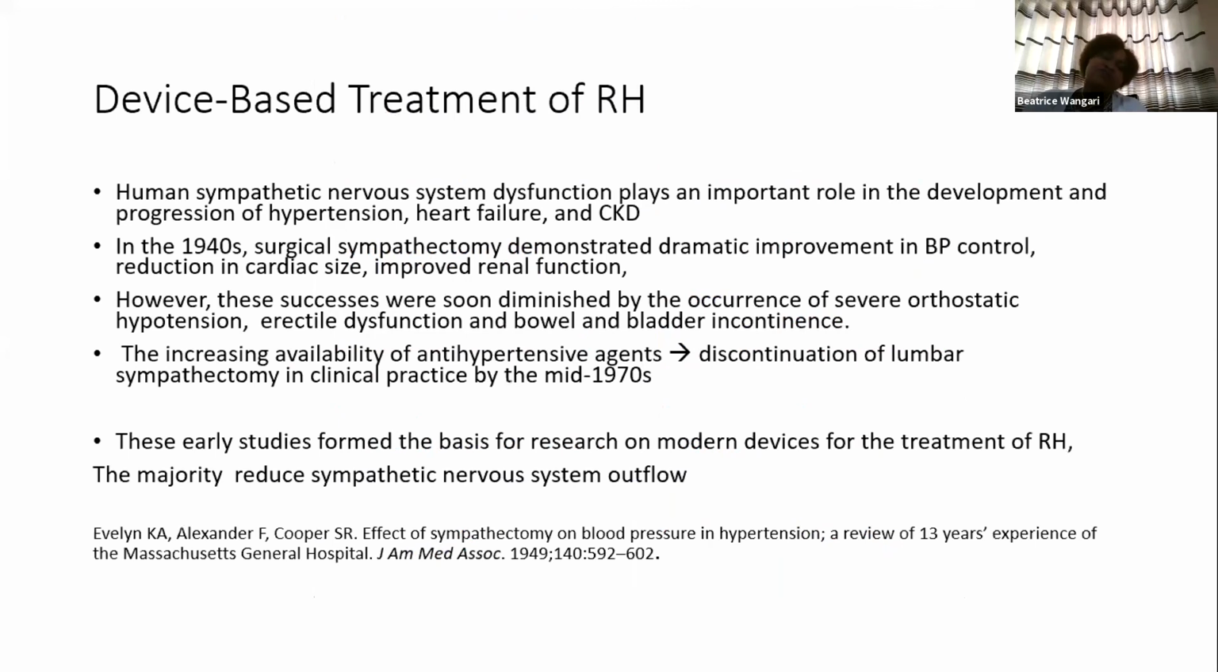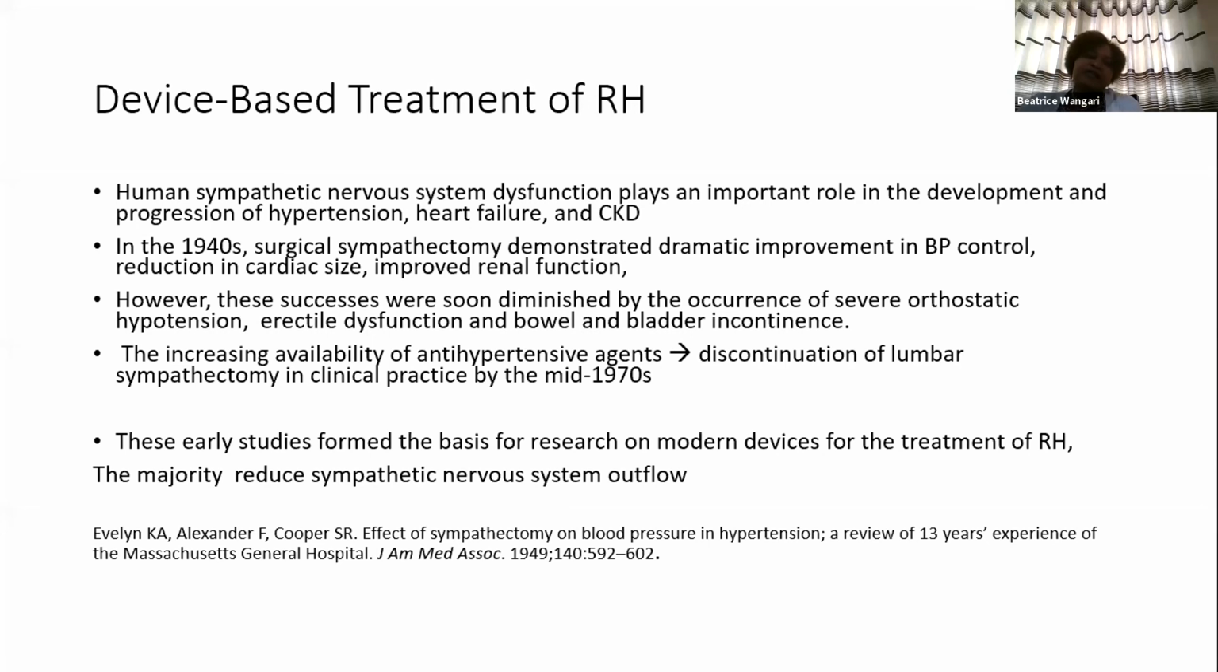Now, what about that patient who fails at the end of all this? The concept of sympathectomy has been there for a long time, from the 1940s. This paper was published in 1949 about lumbar sympathectomy in control of resistant hypertension. But it was accompanied with so many side effects that this is a procedure that was abandoned in the 70s. But it gave rise to a basis for research for other devices which can be used in this.